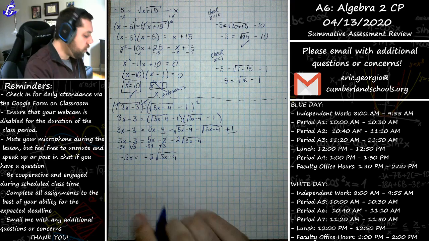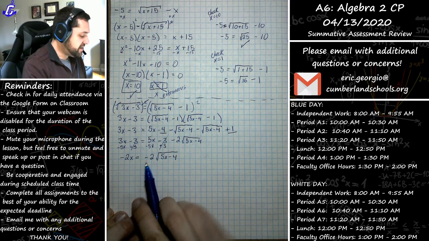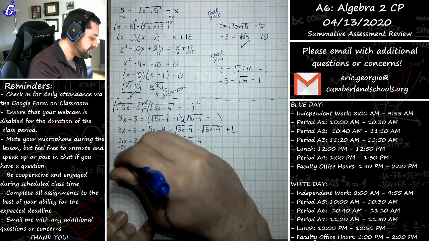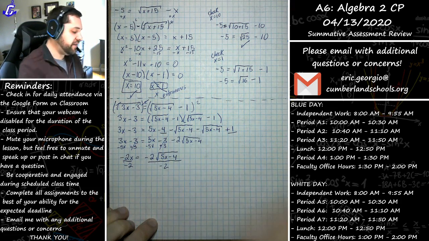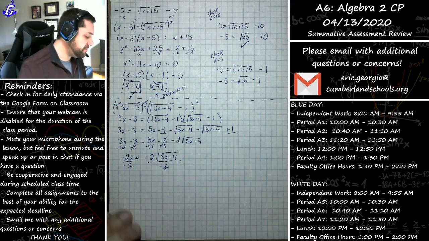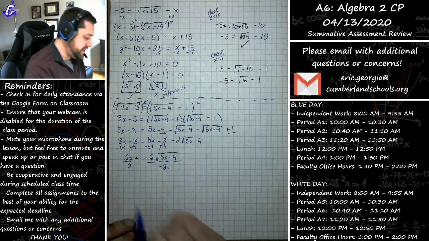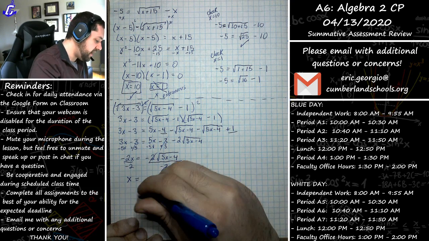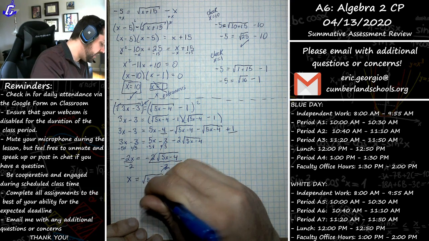look at the coefficient of the radical and say, hey, is it possible to divide both sides by that coefficient to simplify things? And if not, then at least divide by a GCF or something. And in this case, it absolutely is. Negative 2 divided by negative 2 is just 1x is equal to, here the negative 2's cancel out, the square root of 5x minus 4.